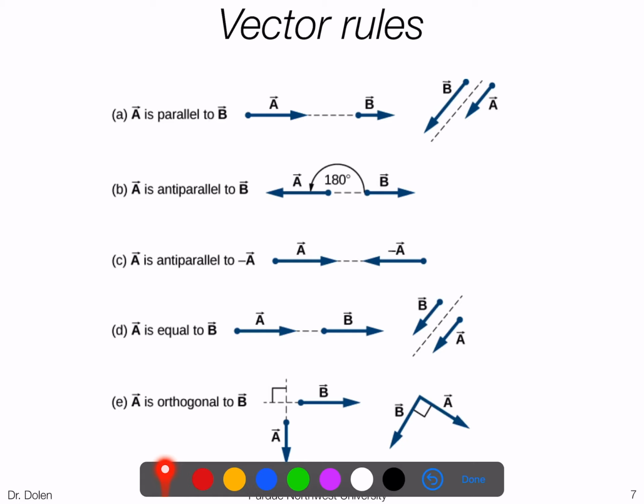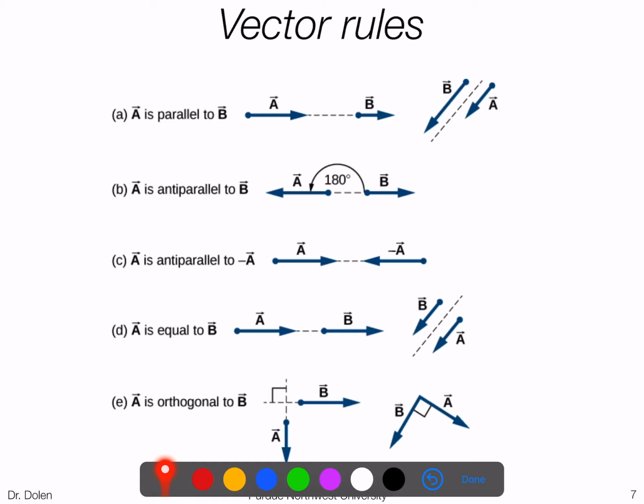Two vectors that are different vectors can be equal to each other. Vector A and vector B both have exactly the same magnitude and they point in exactly the same direction. That means they're equal to each other. Same thing over here. Both A and B have exactly the same direction and exactly the same magnitude, so they're equal to each other.